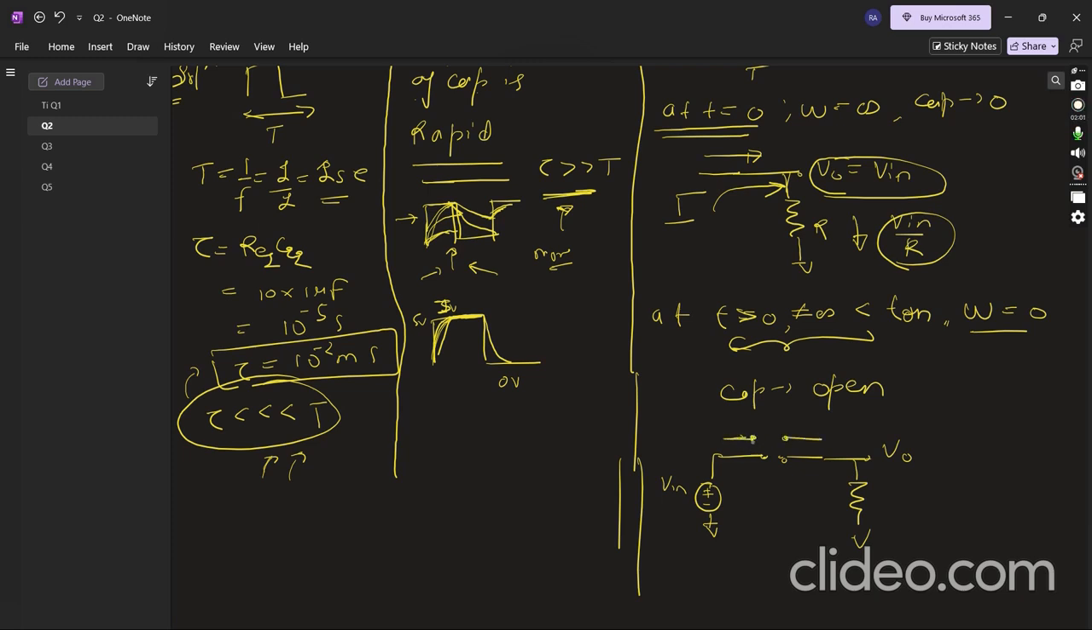When the capacitor charges fully, it becomes an open circuit. Whenever the capacitor is fully charged and becomes an open circuit, all the voltage drops across this capacitor, like V, and all this ground voltage appears on V naught. So at t greater than 0 and less than t1, V naught becomes 0. It will attenuate the low frequency response.